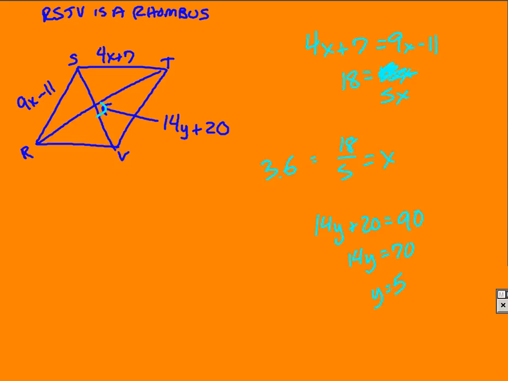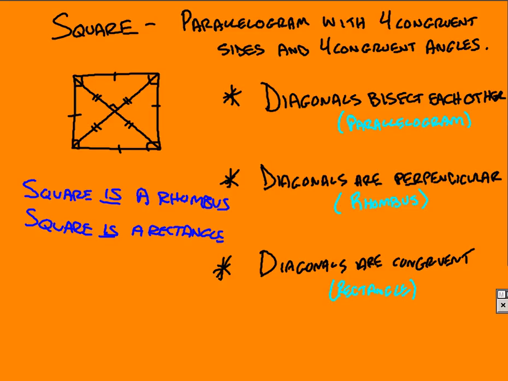And then the last special parallelogram is the square. And the square pretty much has everything. It's a special rhombus. It's a special rectangle. It has congruent sides and congruent angles. So same thing, diagonals are going to bisect each other, just like we've done before because it's a parallelogram.